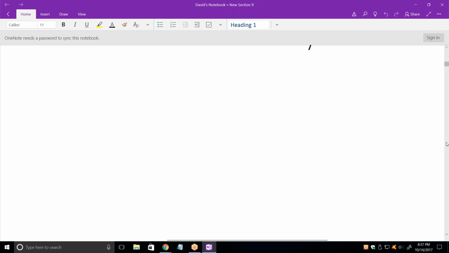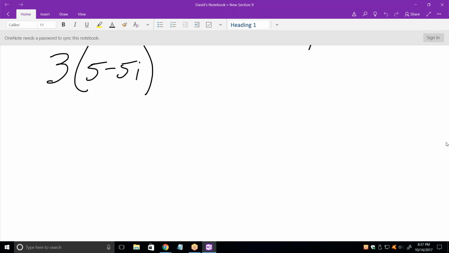All right, what else you got? Okay. Next one we have is multiply 3 parentheses 5 minus 5i, and then simplify in the form of the standard formula. Okay, this is just a distribution. Distribute the 3, so we get 15 minus 15i.